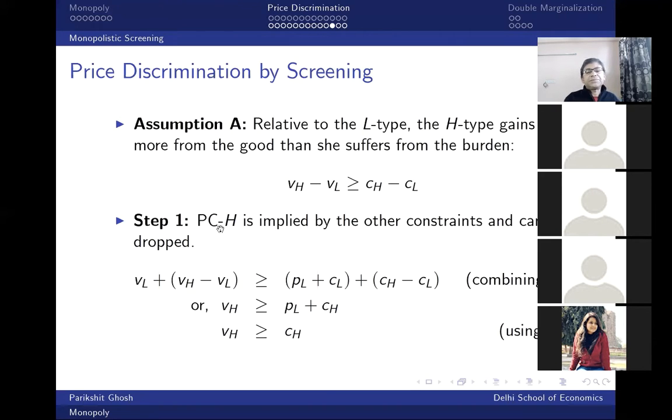Okay, step one. The participation constraint of the high type is implied by the other constraints, and so it can be dropped. Okay, if the other constraints are satisfied, that implies that the participation constraint of the high type has to be satisfied. And so therefore it is a redundant constraint. Nothing is lost if we just drop it. So why is that? Well, here's the sketch of the proof.